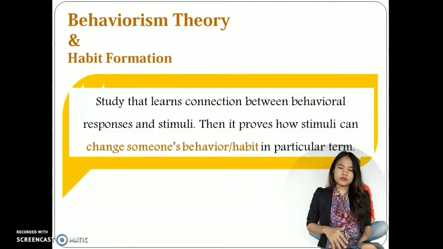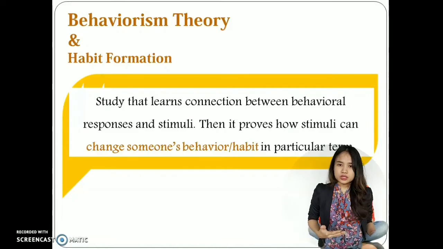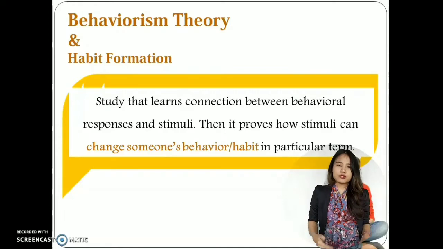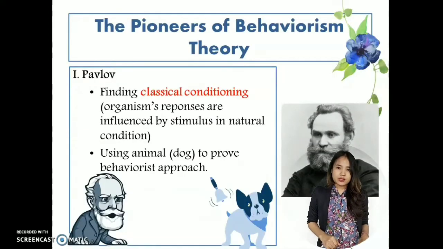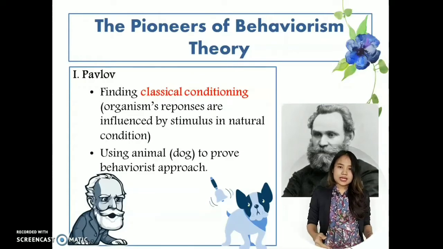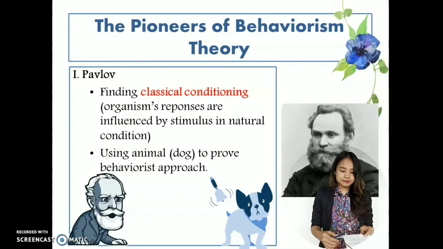This behaviorist theory was developed by many experts. In this behaviorist theory, I will explain the 2 most important experts. The first one is Pavlov, who found classical conditioning using the dog experiment.